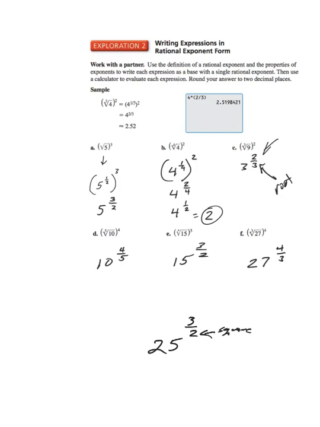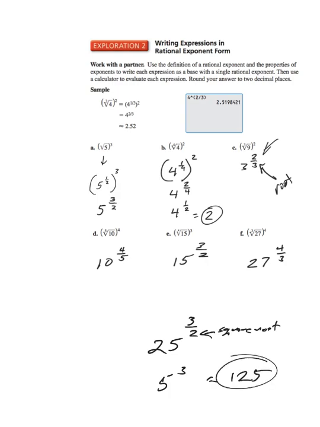Which one we do first doesn't matter. So I'll take the square root of 25 first, and I get 5. But I still have the 3 there. And then 5 times 5 is 25, times 5 is 125. 125. All right?